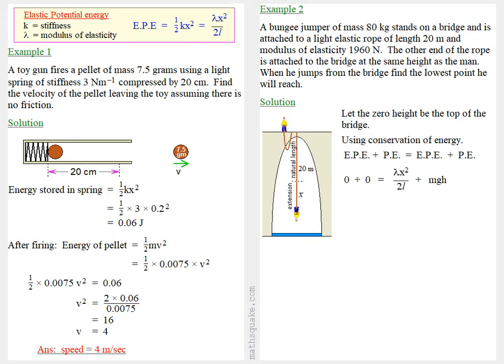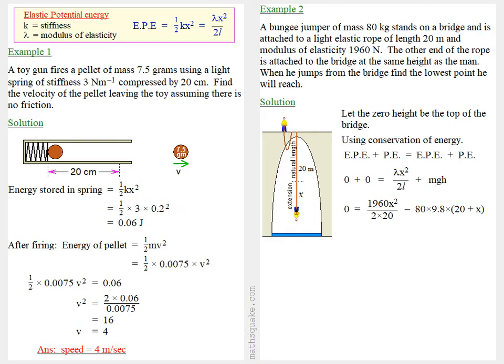Now initially the rope is slack, so there's no elastic energy. Also, we're taking the top of the bridge as zero height, so there's no potential energy. At the lowest point, the elastic energy is lambda x squared over 2L, and the potential energy is mgh. Lambda is 1,960, and L is 20. M is 80, and h is minus 20 plus x.